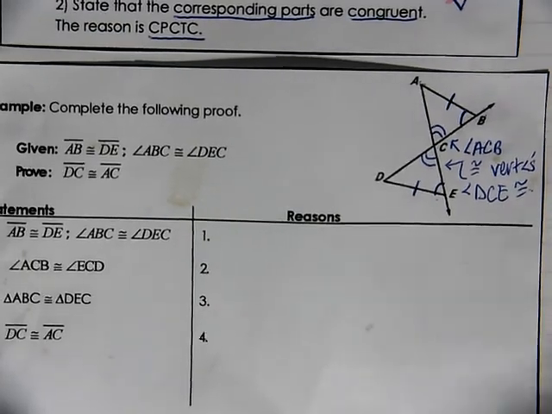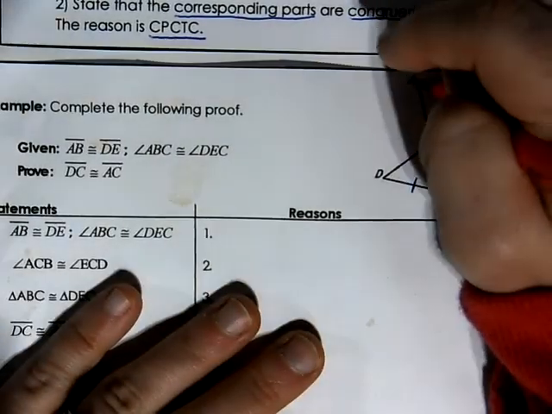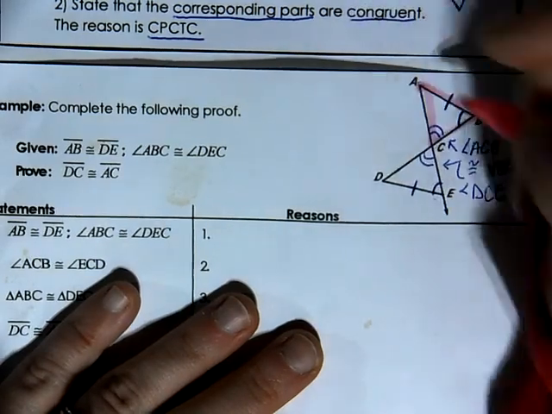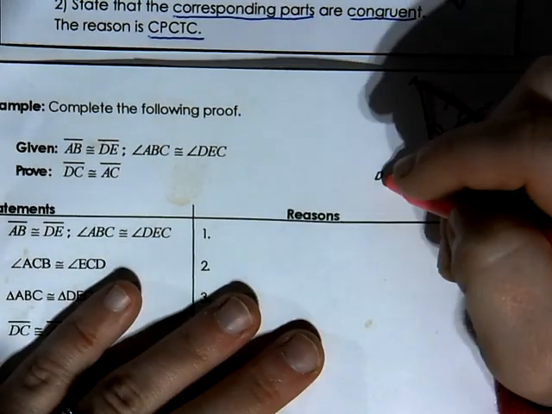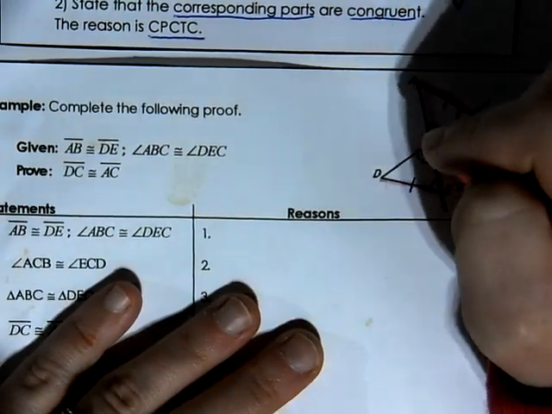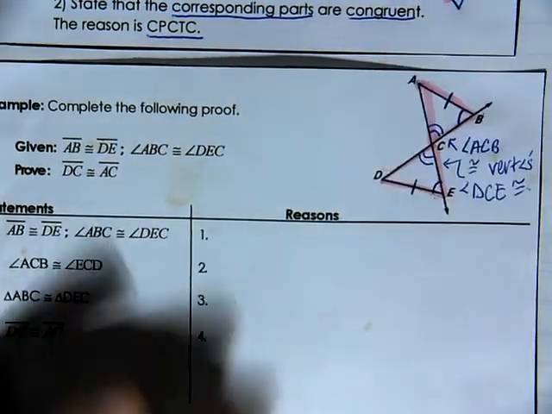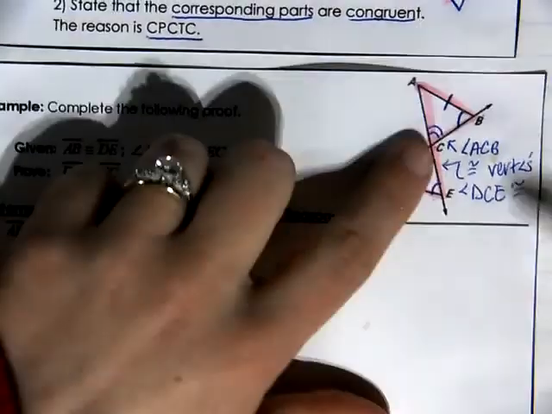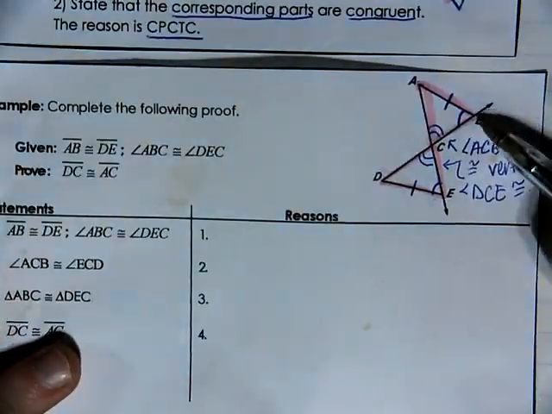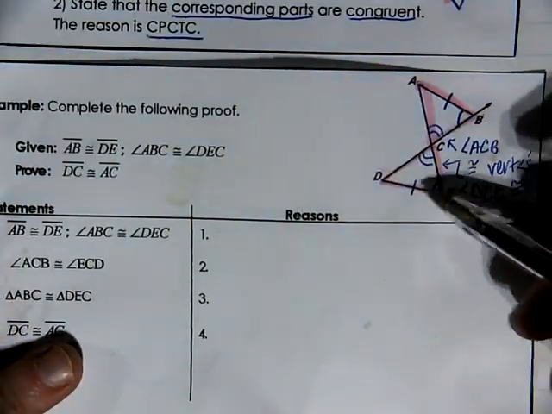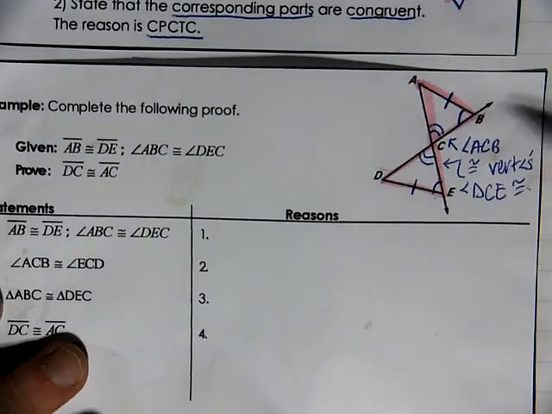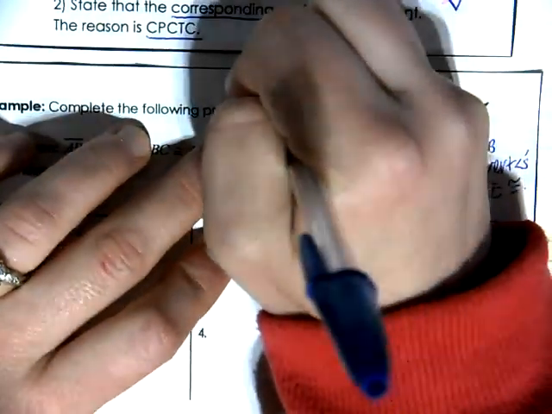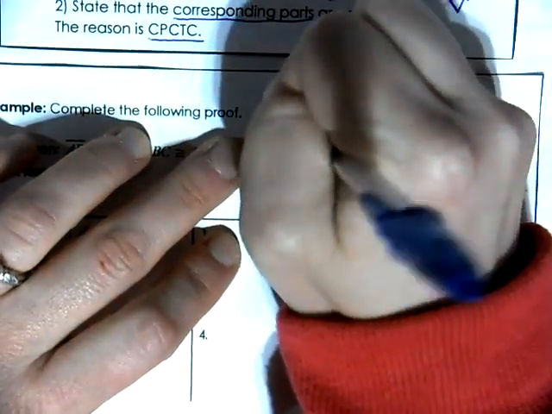So I see two triangles here. I see triangle ABC and I see triangle DCE. I'm sorry, DEC. And what I'm going to do is say that because I have three pieces of information and I also see angle, angle, side, I can prove the triangles congruent by angle, angle, side.